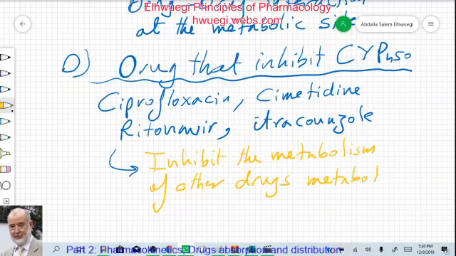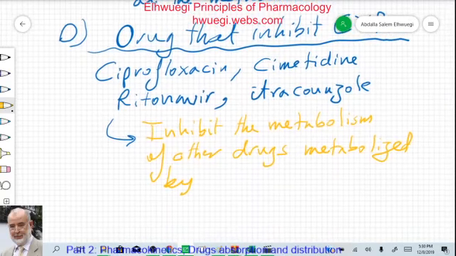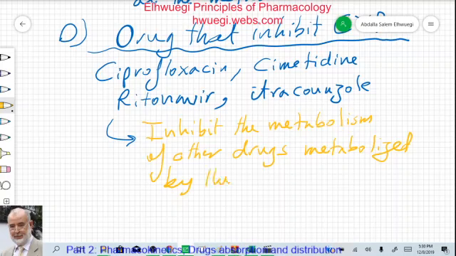So what will be the result? Do you think the other drugs will have a higher effect or a lower effect? They will have a higher effect. Why a higher effect? Because they will be metabolized at a slower rate, slower metabolism.